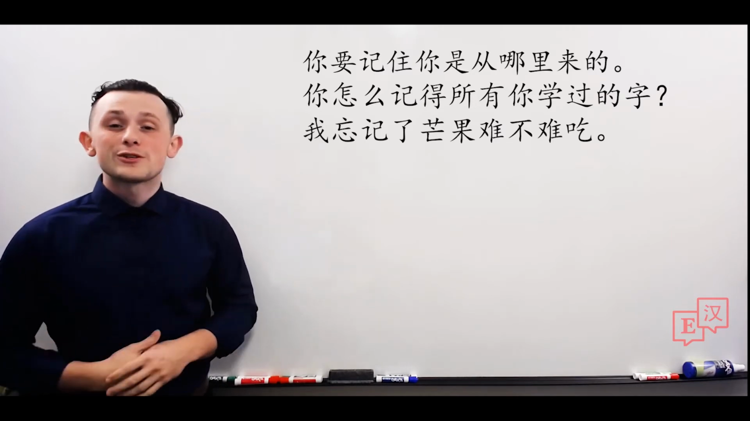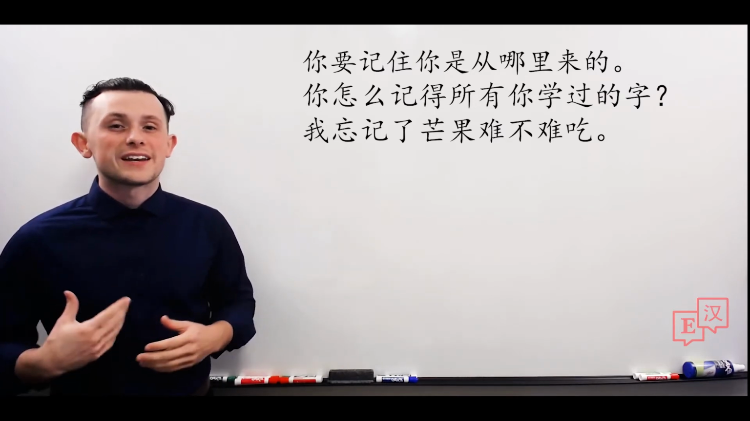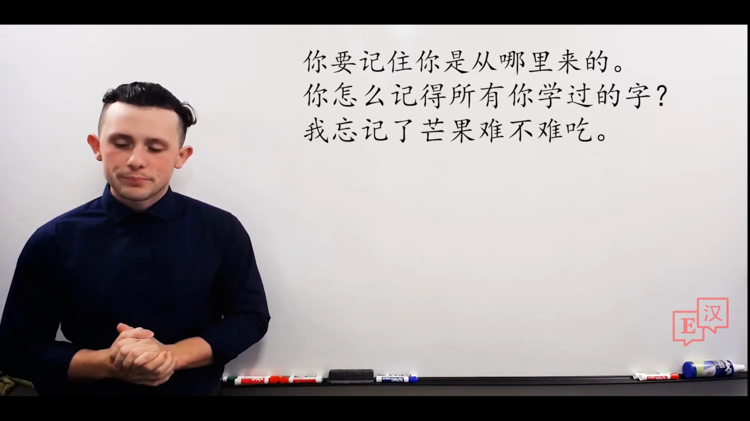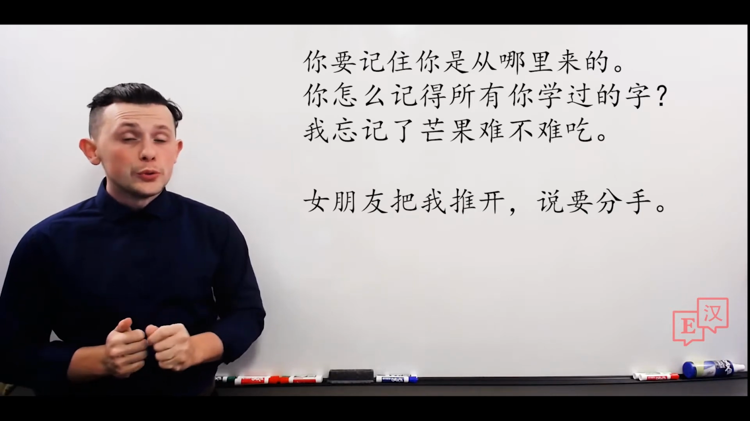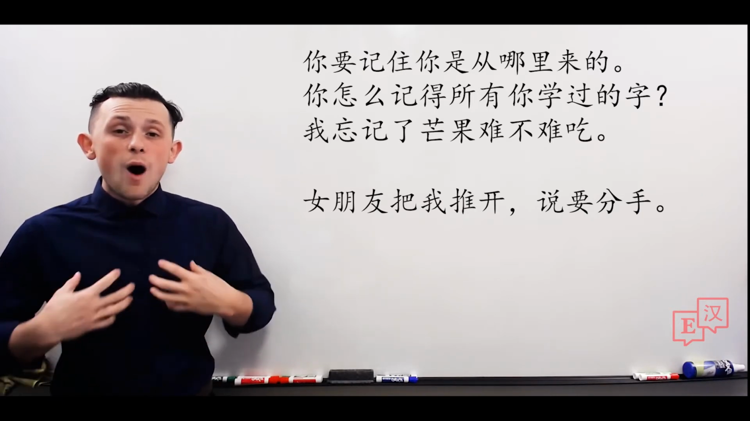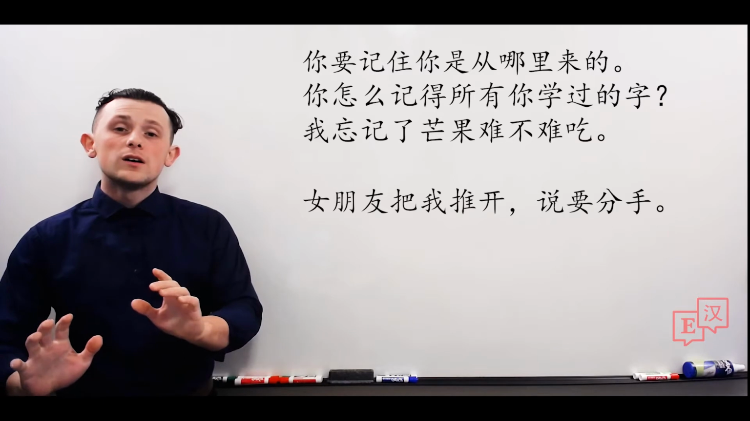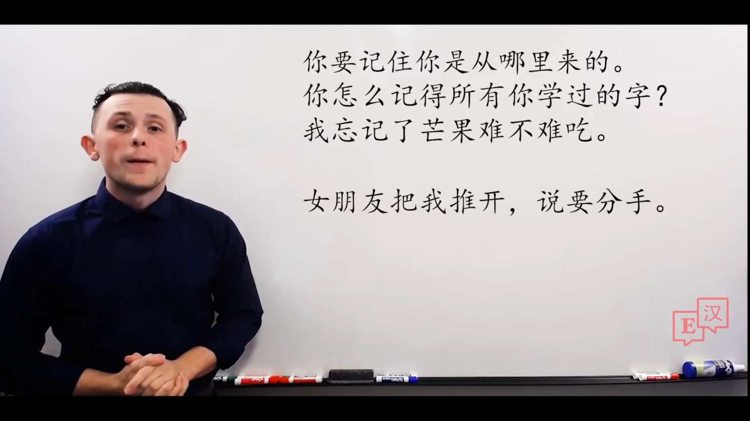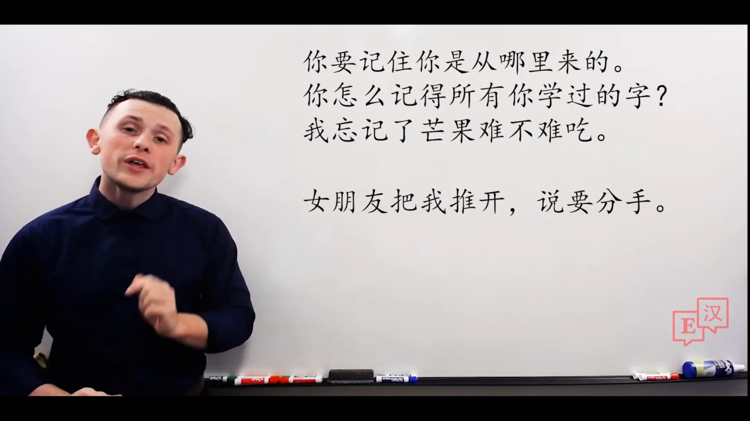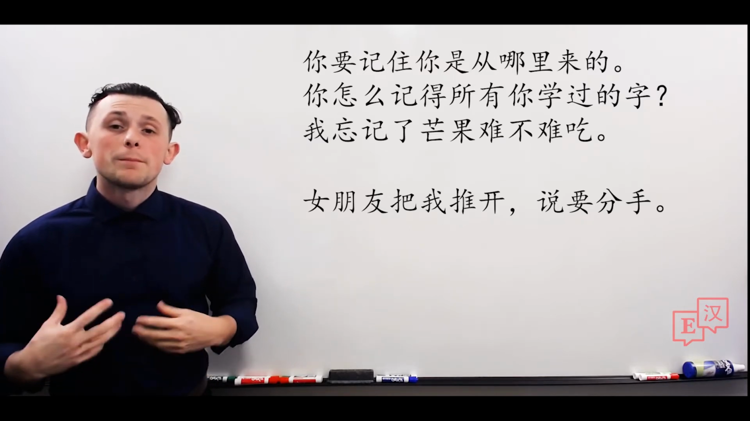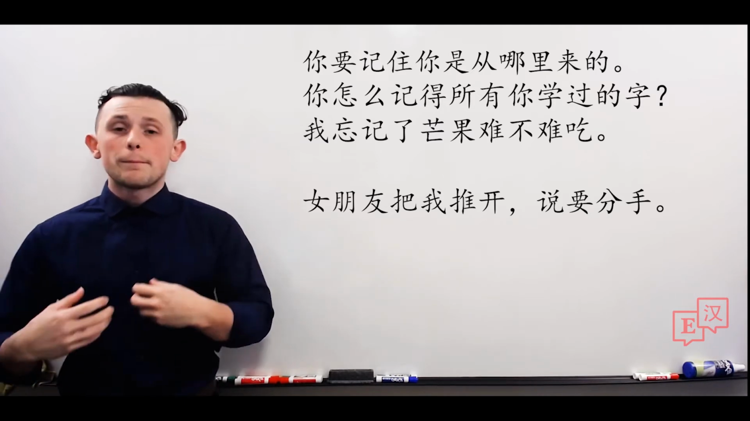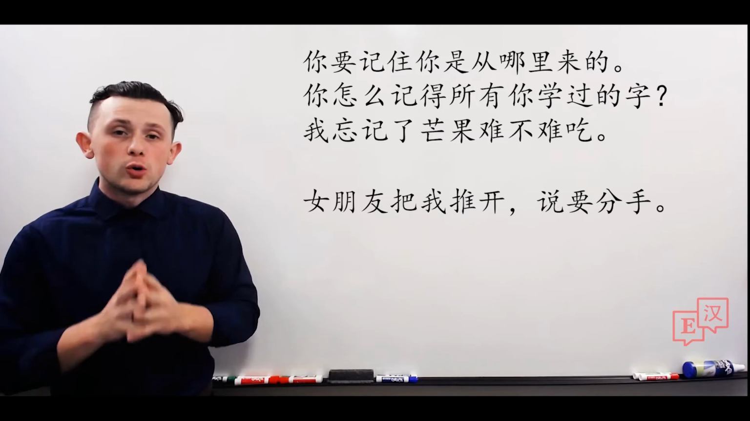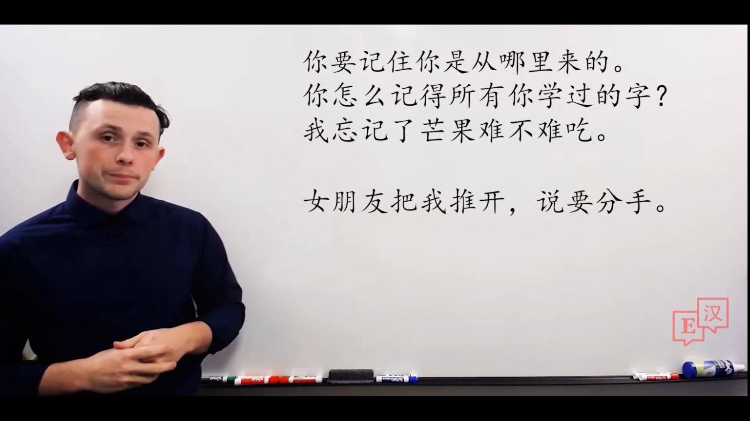Now, our next several sentences are to help you understand how we can use some of the words that we've learned in this class. So we'll just pop right into that. Our first one, 女朋友把我推开，说要分手。My girlfriend pushed me away, 她把我 push away, and said she wanted to break up. 分手 to split hands or break up.